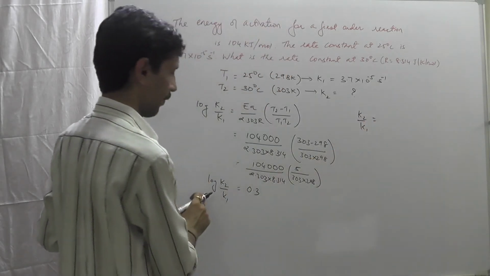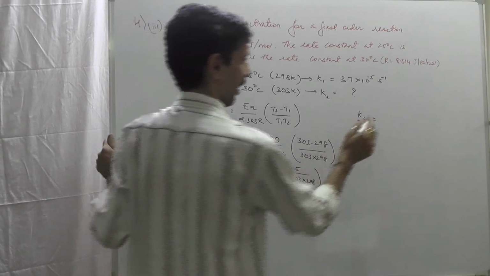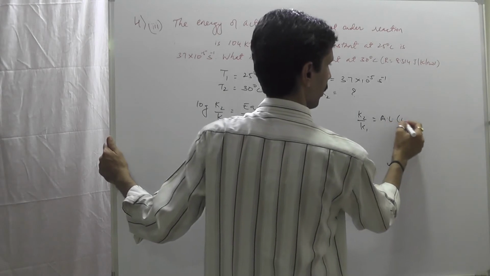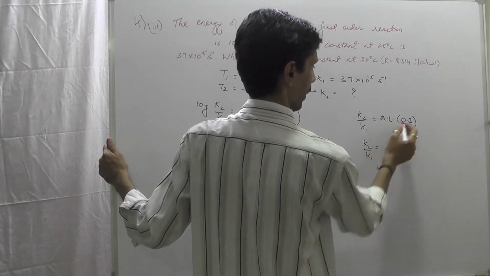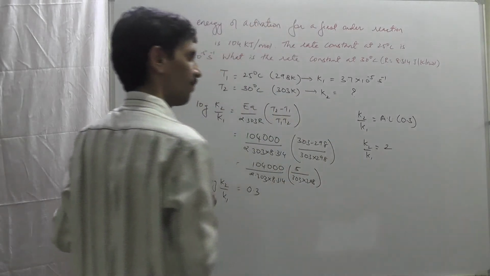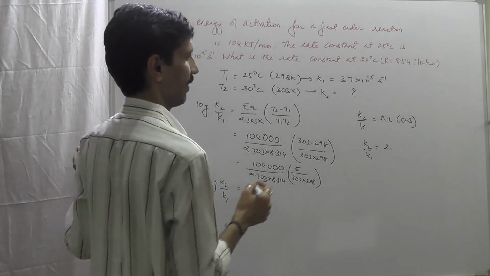इनके log डिवाइडेड बाय log कैंसिल हो जाएगा. दैट इज इक्वल टू, इधर तो log है ही नहीं तो डिवाइड बाय log मतलब एंटी log हो जाएगा. सो दैट इज इक्वल टू एंटी log ऑफ 0.3. सो K2 अपॉन K1 इज इक्वल टू एंटी log ऑफ 0.3 इज 2. ओके, एंटी log ऑफ 0.3 इज व्हाट? 2. सो K2 अपॉन K1 इज इक्वल टू 2.